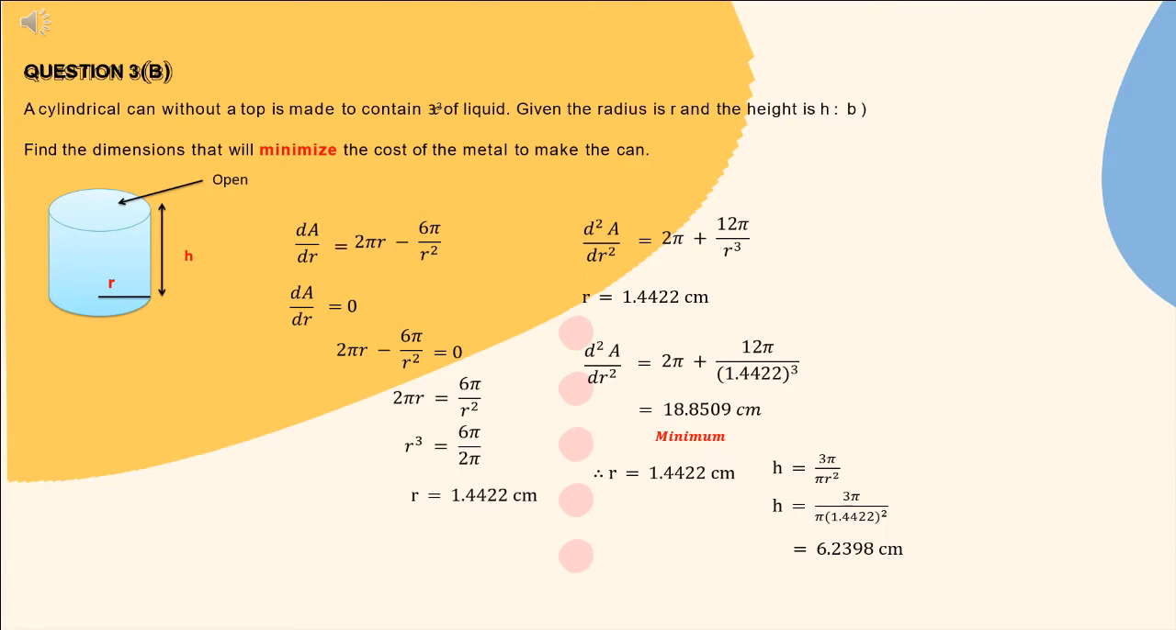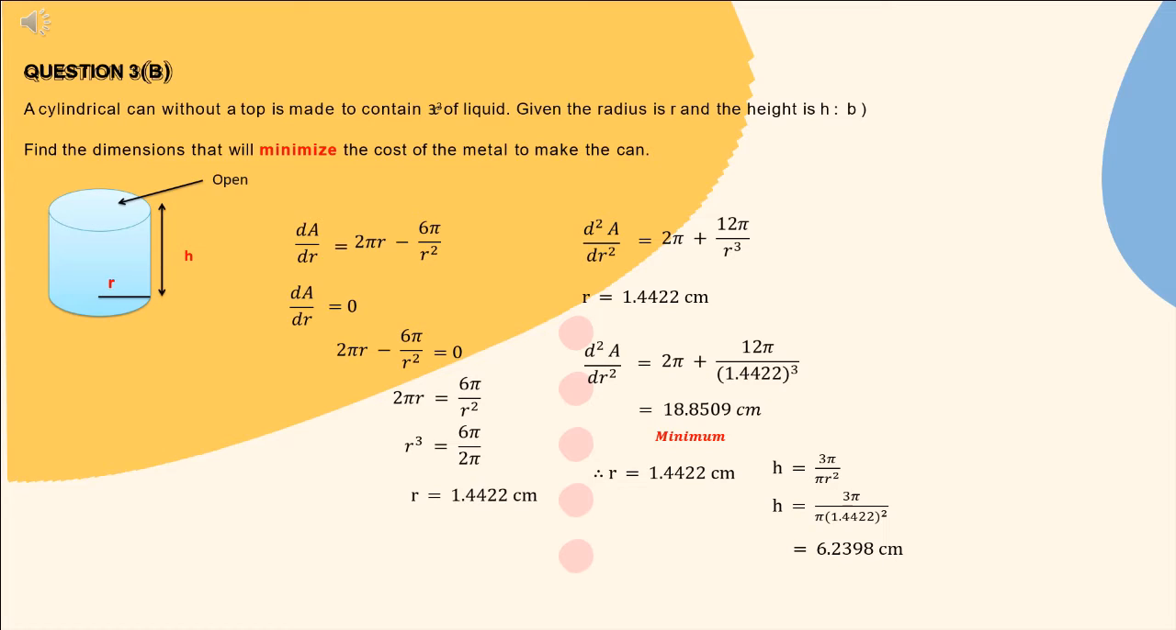Okay, now I'm going to explain how to solve question B from question 3. Let's read the question carefully. The question is to find the dimensions that will minimize the cost of the metal to make the can. Previously, we already know that the area is pi r squared plus 6 pi over r. So we're going to differentiate it to get the first derivative. After we differentiate it, we get 2 pi r minus 6 pi over r squared.